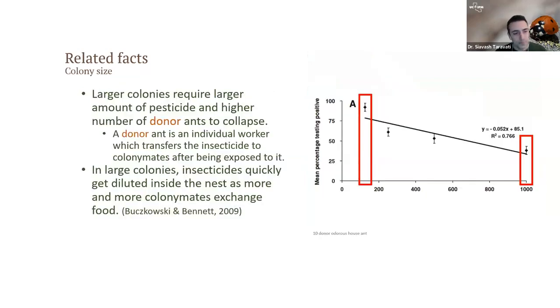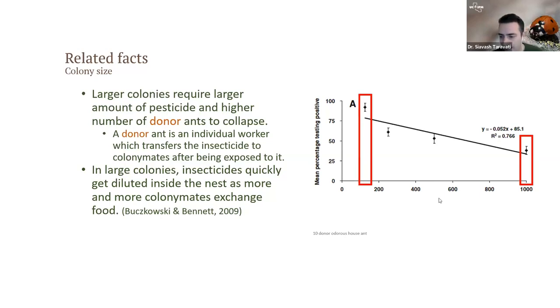Another interesting factor is the colony size. The larger the colony gets, the larger the amount of pesticide needed to make it collapse. When ants feed on a bait or get exposed to an insecticide, we call these ants donor ants. They get exposed to the pesticide and bring the material on their body or in their mouth, if they fed on a bait, and pass it to others. So when you have a large colony, you need more of these ants to take the material, go back and pass it to others.